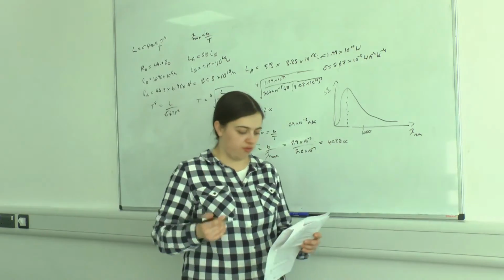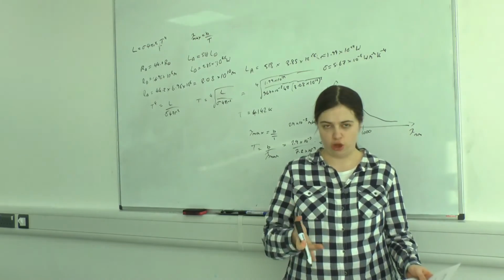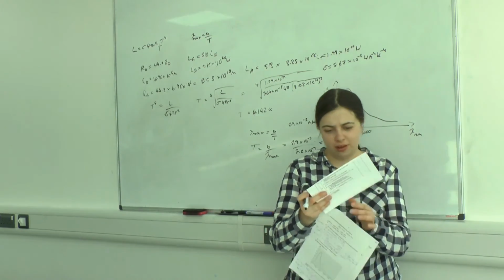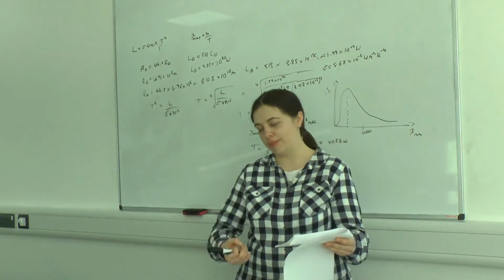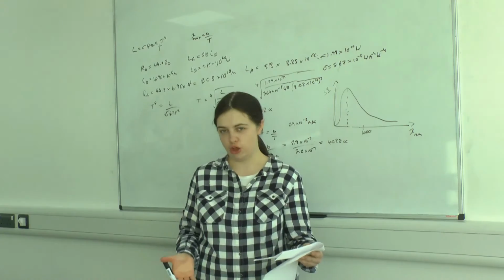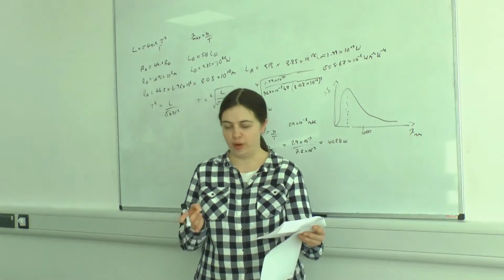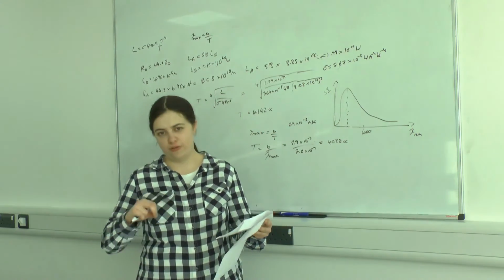For 1 mark, a black body absorbs all electromagnetic radiation falling on it. They'll accept all light falling on it, and they also accept a black body emits more radiation per second at every wavelength than any other body at the same temperature. But do not put down that it is a perfect emitter, it does not accept that.